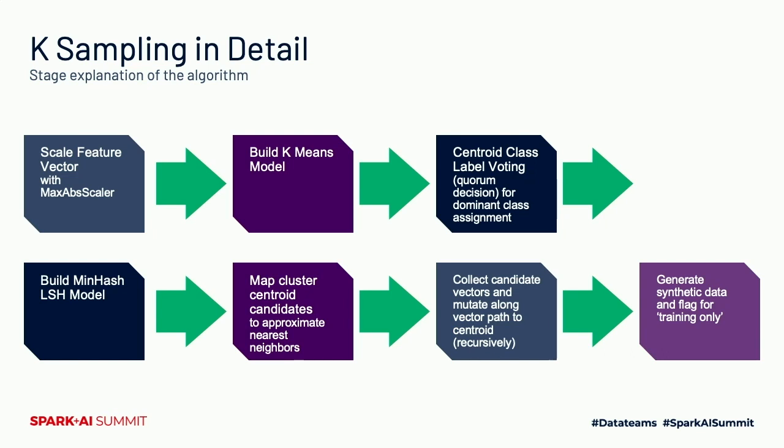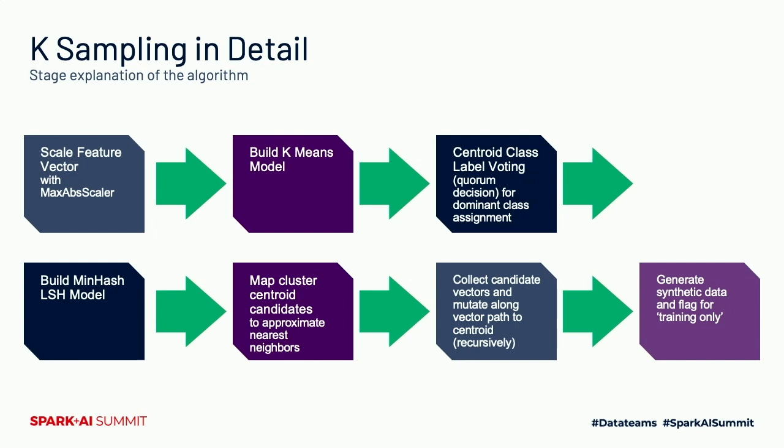And from those, sort of in series, we're going to be building a min-hash LSH model, which is going to allow us to do a rather efficient distributed means of getting distance measurements. So we're going to apply the centroid vectors into the min-hash LSH, and we're going to attempt to find nearest neighbors to those centroids. So it'll search in the n-dimensional space around it, and it's going to capture all the minority classes that we're interested in.